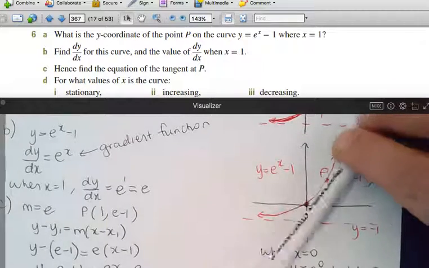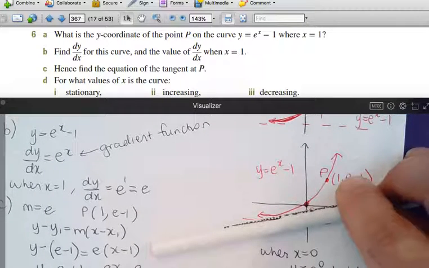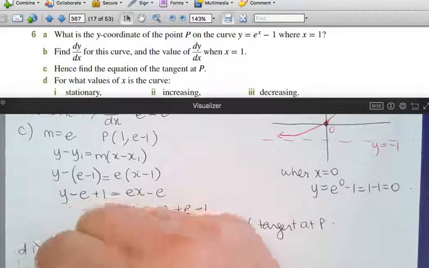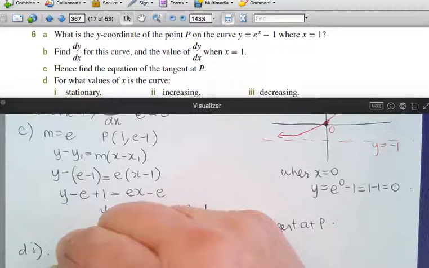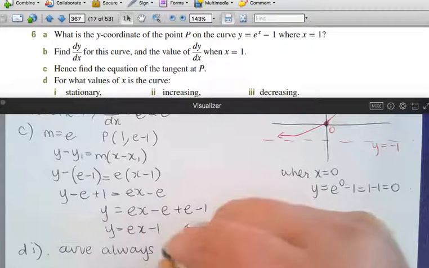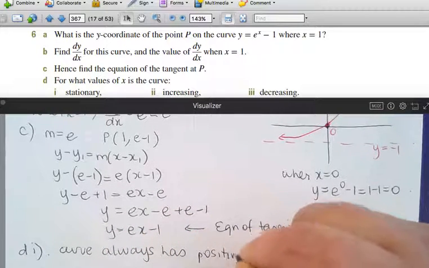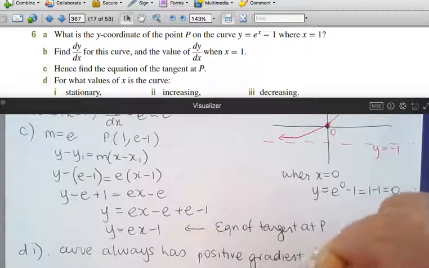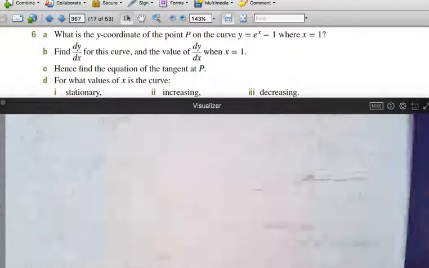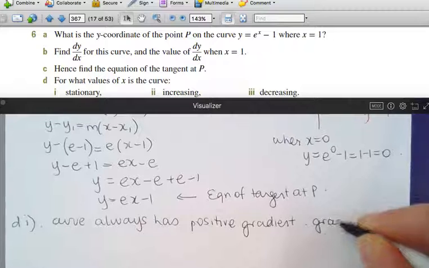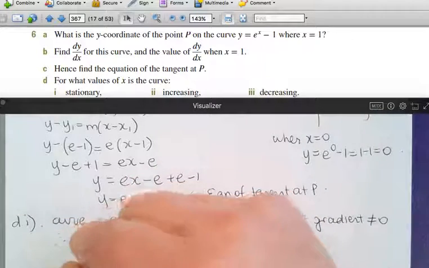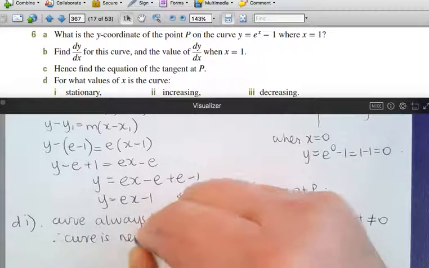If you look at this, doesn't this curve always have a positive gradient? So let's just answer it by looking at the curve first. The curve is never stationary, it always has a positive gradient, yes? Remember, gradient is always the derivative. We can see that the gradient never equals 0. So therefore, we think that the curve is never stationary.